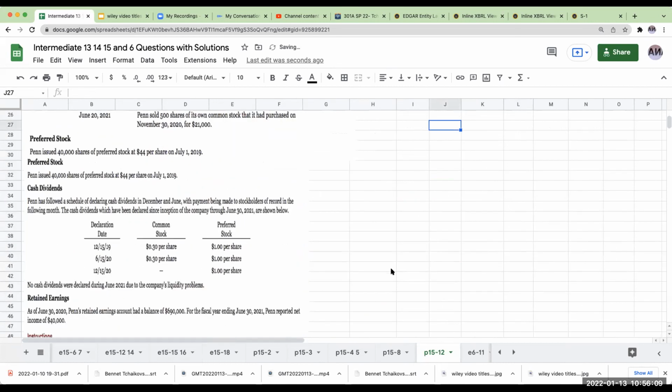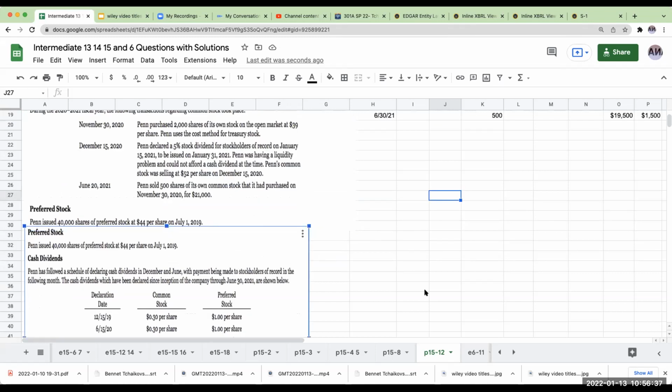Okay, so Penn has the following schedule of declaring cash dividends in December and in June, with payment being made to stockholders of record in the following month. The cash dividends which have been declared since inception are shown below. No cash dividends were declared during 2021 due to the company's liquidity problems. Okay, and then over here, so let's take a look at the cash dividends.